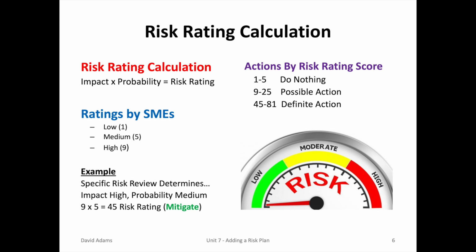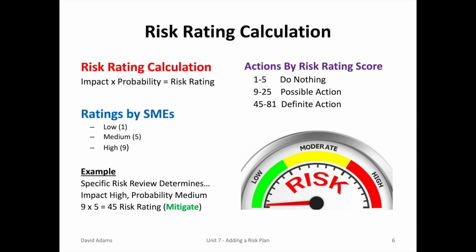Let us get into the details of a risk register. Risk rating calculation is impact times probability equals risk rating. In my experience, it's best to rate the risk by low, medium, or high, and assigning a numeric value, low being 1, medium 5, and high equals 9. So for our example, if you had a high impact and a medium probability, that would be 9 times 5, which would equal a 45 risk rating.